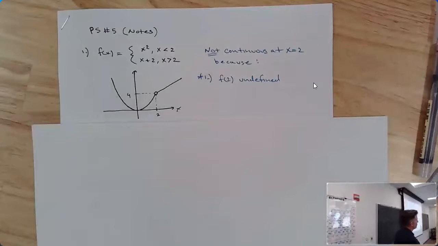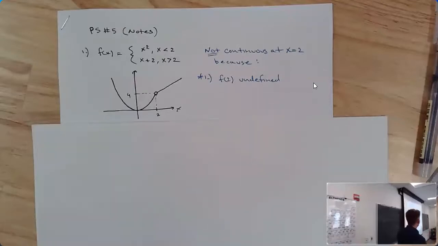Is one of them considered equal to, or has it equal to, does that negate the other one? Well, it would be inappropriate to write this as x squared where x is less than or equal to 2, and x plus 2 where x is greater than or equal to 2.